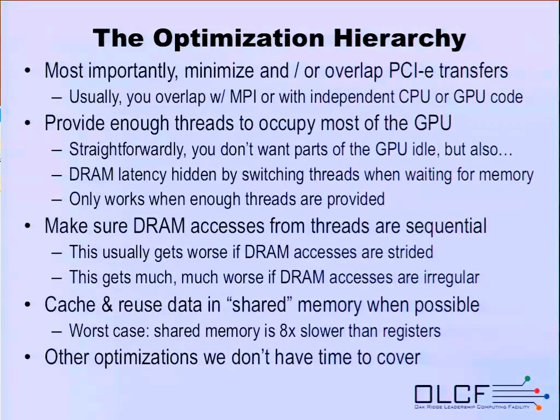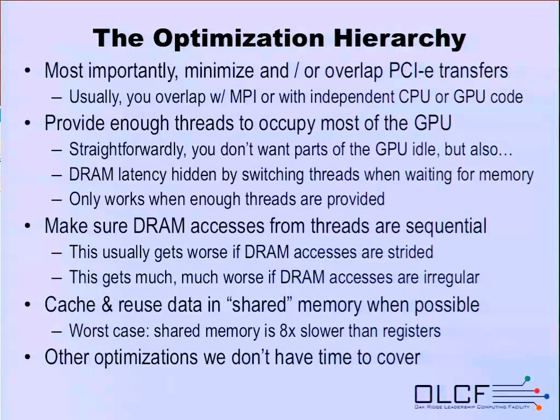I'm not going to belabor this one, except just to say there's a hierarchy of optimization. Number one, PCI Express, you want to overlap these, either with MPI or independent sections of code. You want to provide enough threads to occupy most of the GPU, at least enough to handle all the threads across the device. So my suggestion is tens of thousands at the beginning mark. You want to go up from there.